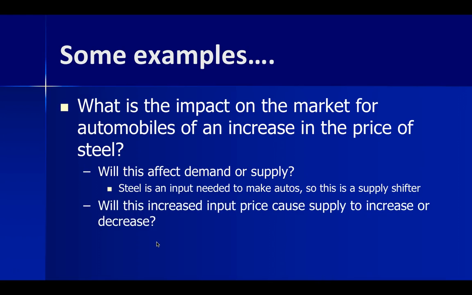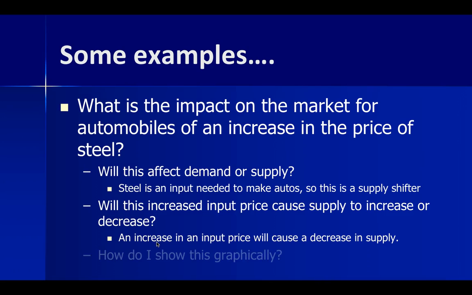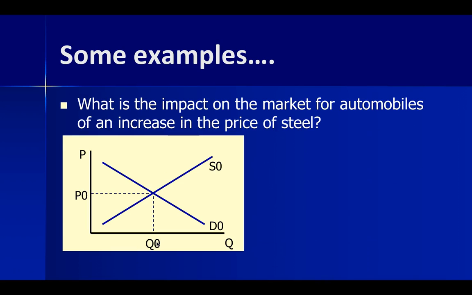Will this increase in an input price cause supply to increase or decrease? Excellent. An increase in input price causes a decrease in supply. Higher cost of production means producers would want to produce less of the product. Finally, how do I show this graphically? A decrease in supply is going to shift the supply curve to the left. That's a decrease in supply.